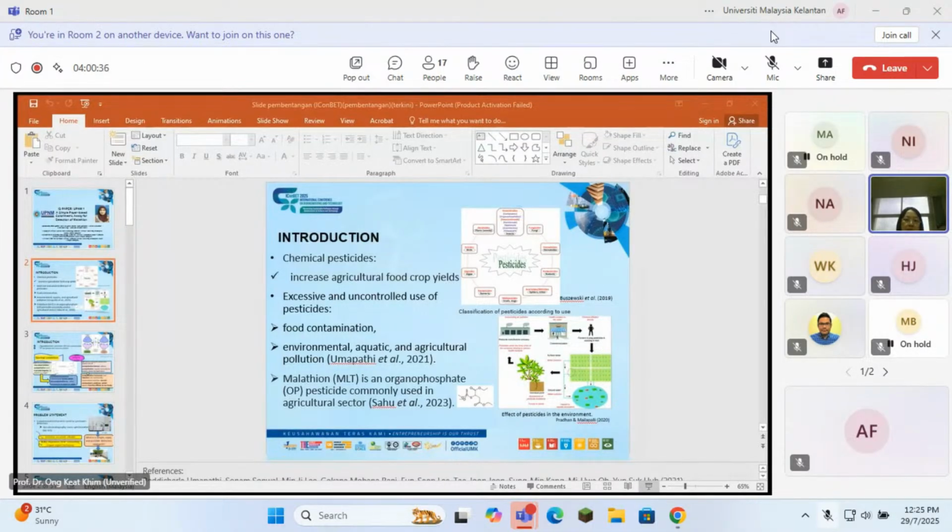These figures show the classification of pesticide according to their use. For example, pesticide can be classified into insecticide, fungicide, nematicide, and so on. Meanwhile, this shows the effect of pesticide in the environment.